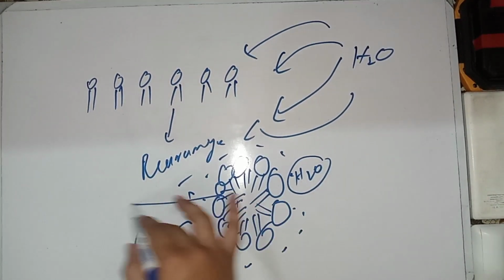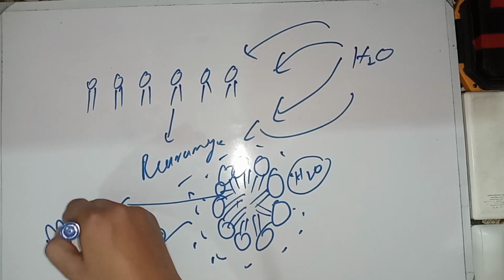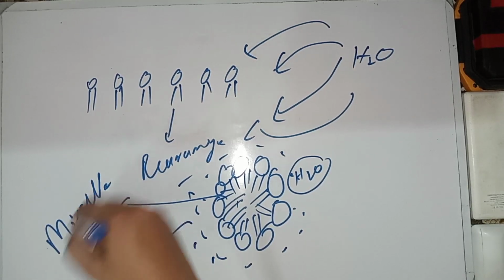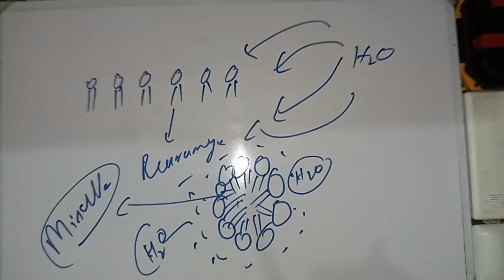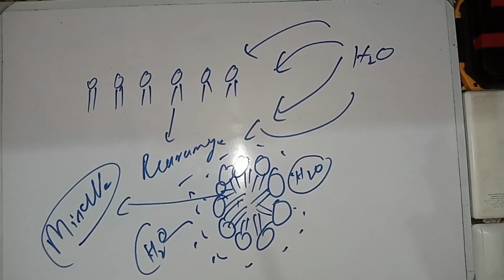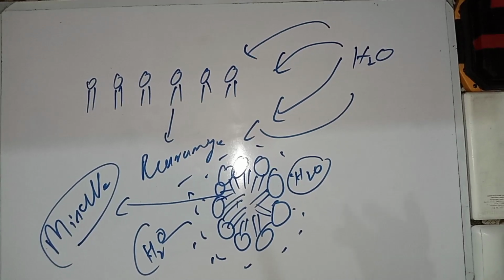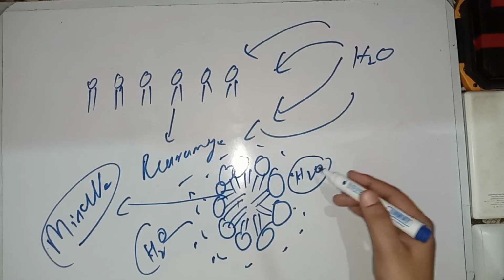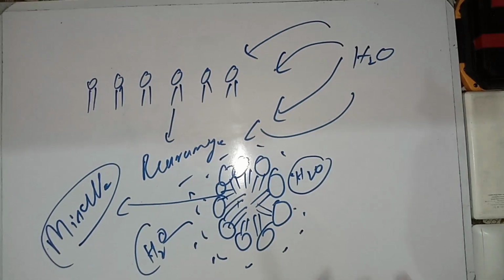This configuration is micelle formation. So lipids or phospholipids, when they are exposed to water, form micelles. Similarly, detergents also form micelles in water, in which their polar region interacts with the water and the non-polar region flies away from the water.